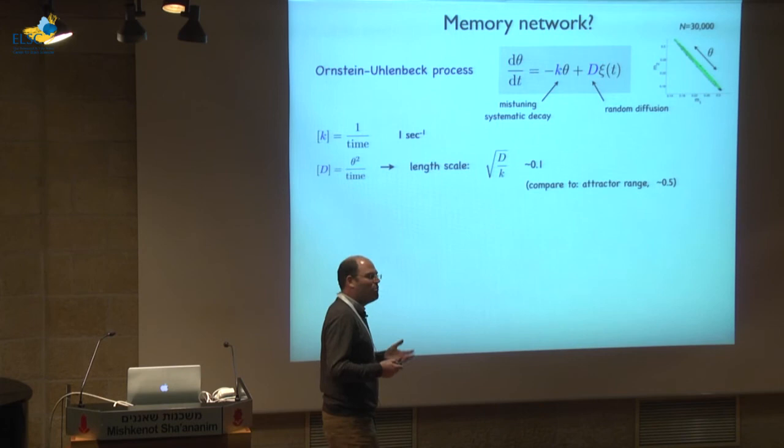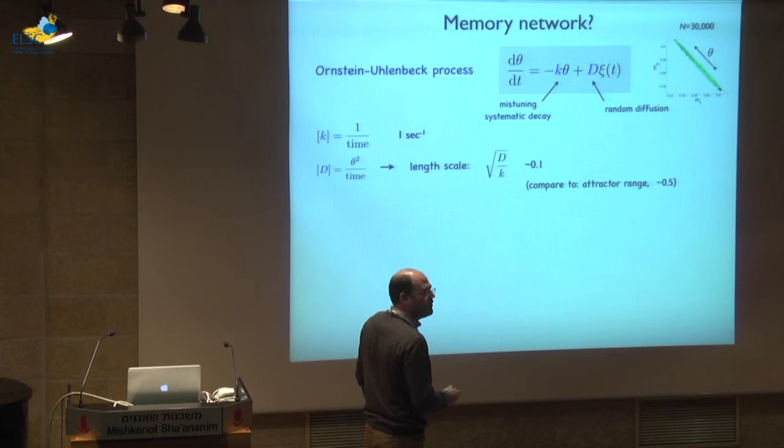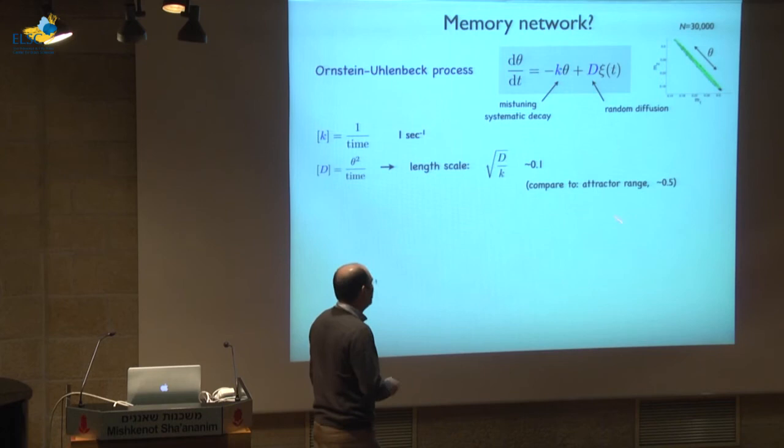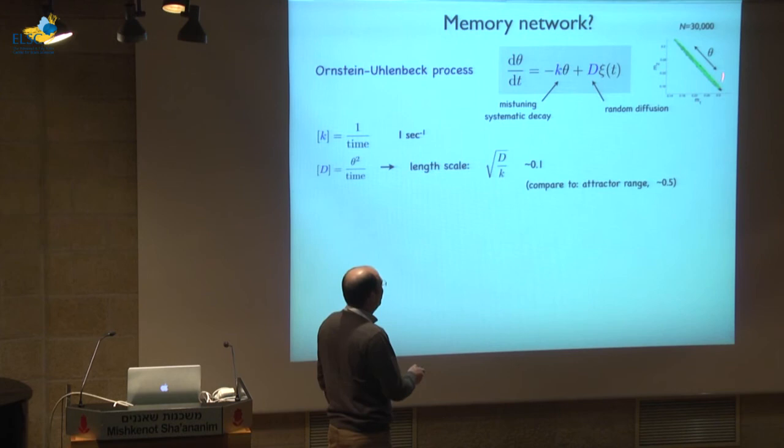Okay, now what should we compare the 0.1 to? We should compare it to the full range of positions in which we could put the network initially. We want a position to represent a certain memory. So the range of values that we can choose for theta is about 0.5. So I would say that this network is a pretty lousy memory network, because over the time scale of a second, it randomly drifts a distance which is about a fifth of the full range that it can take.